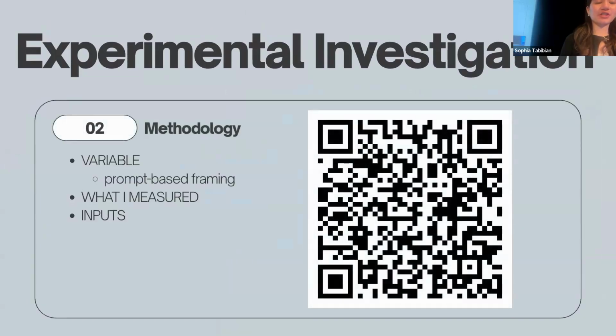And this is the methodology. My variable is prompt-based framing, so role-based prompts versus neutral-based prompts. I measured how high quality the responses were, as well as how it balanced ethical risk as well as financial risk. And this is another QR code to the other project for the experimental investigation inputs.